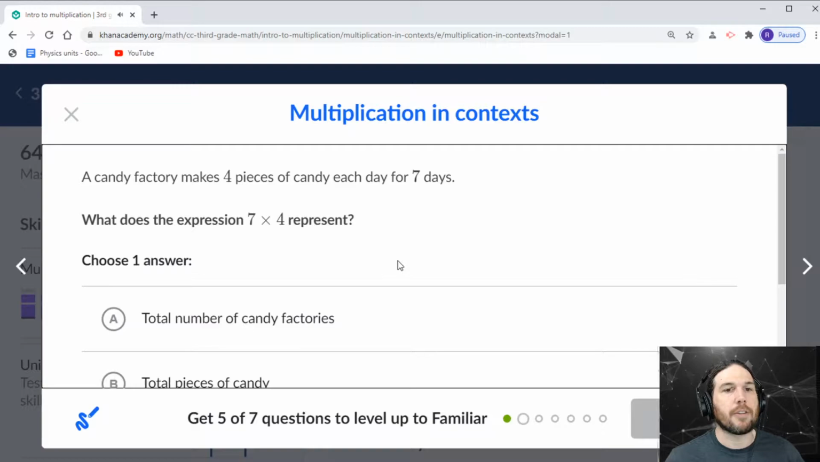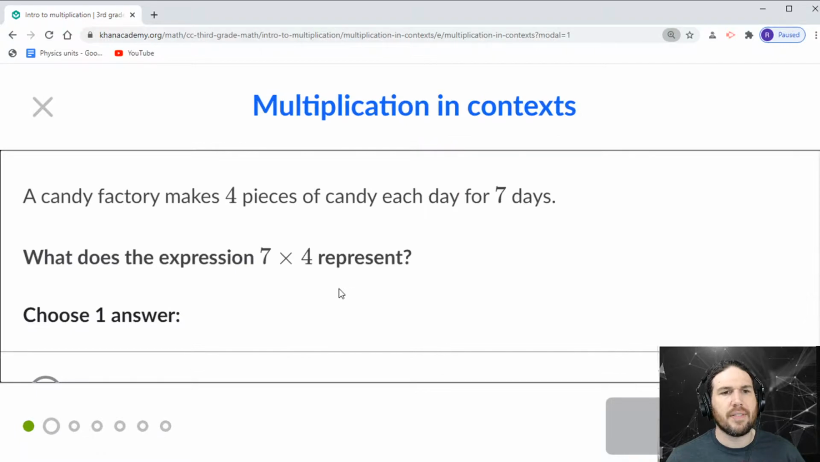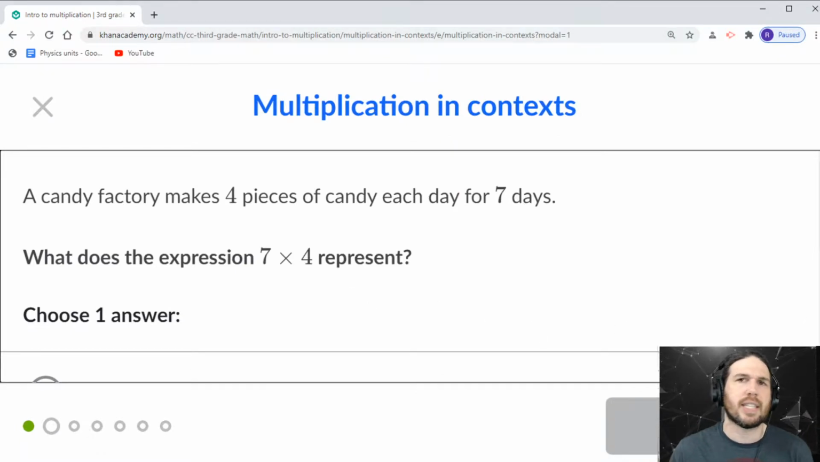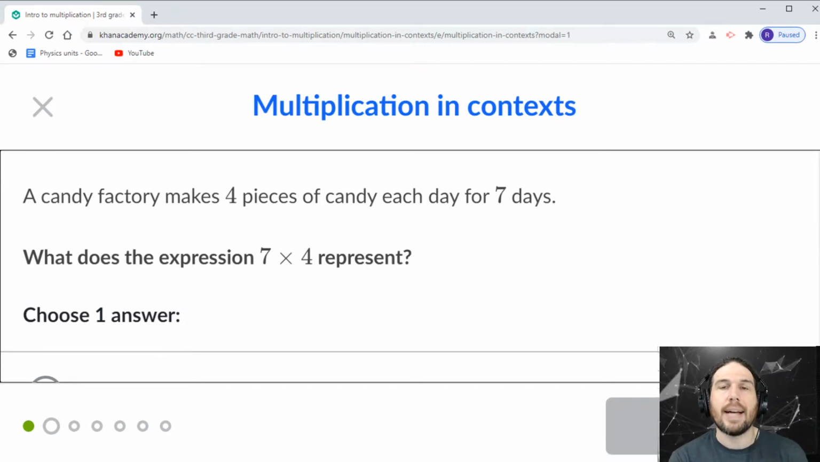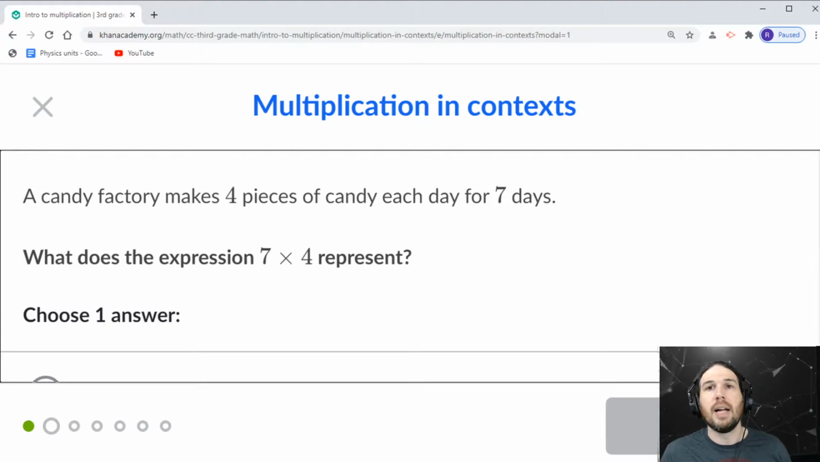A candy factory makes 4 pieces of candy each day for 7 days. What does the expression 7 times 4 represent? I cannot overstate how important problems like this are. You can't just take math like 3 times 4 and separate it off from the rest of life. You have to be able to take 3 times 4 or 7 times 4 or whatever, and put it into a real life context, or else math is useless. The whole point of math is, when are we going to have to use this in real life?